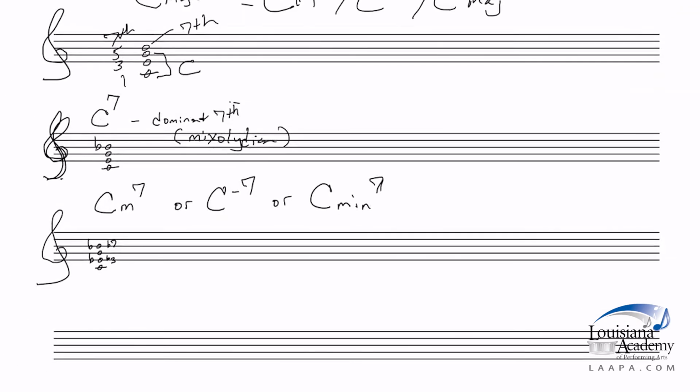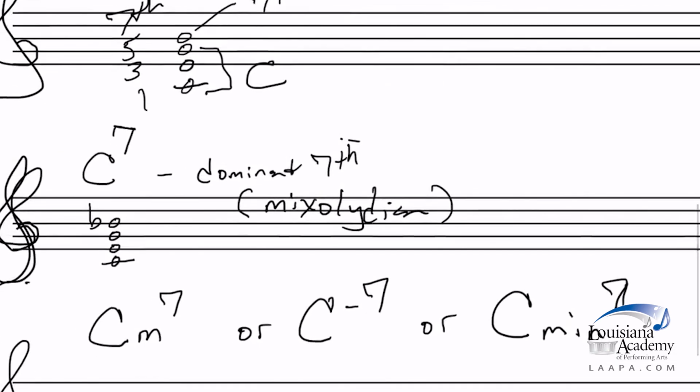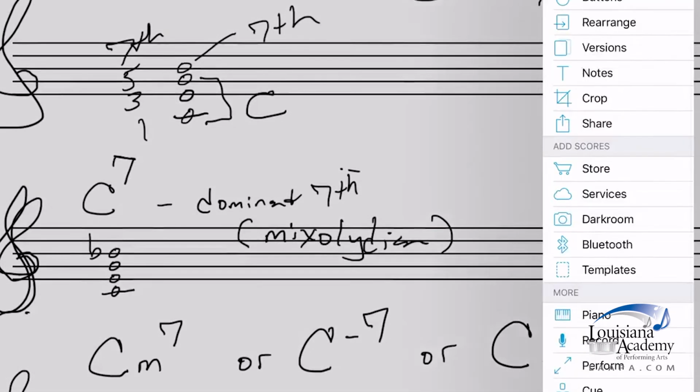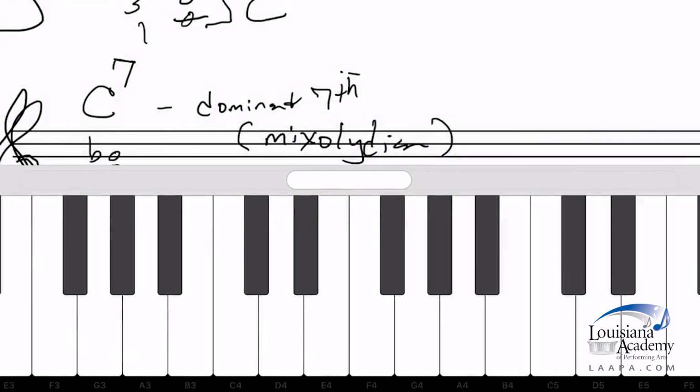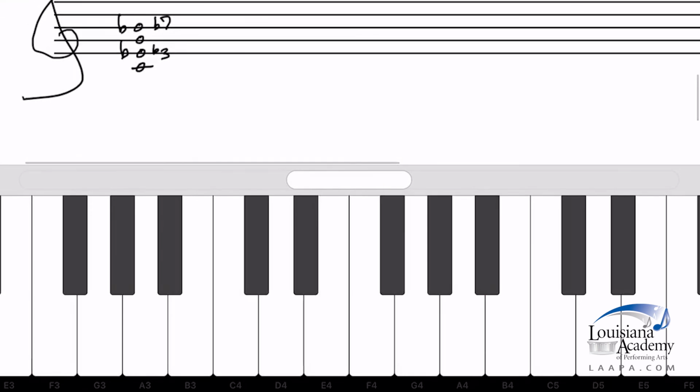Okay, and let me go ahead and play both of these new ones for you, which I didn't do last time. Get our piano up here. All right, so we have C7. Okay, see the C, E, G, B flat. That's our C7, or dominant 7th. And then our C minor 7 would be like this. And there you go.